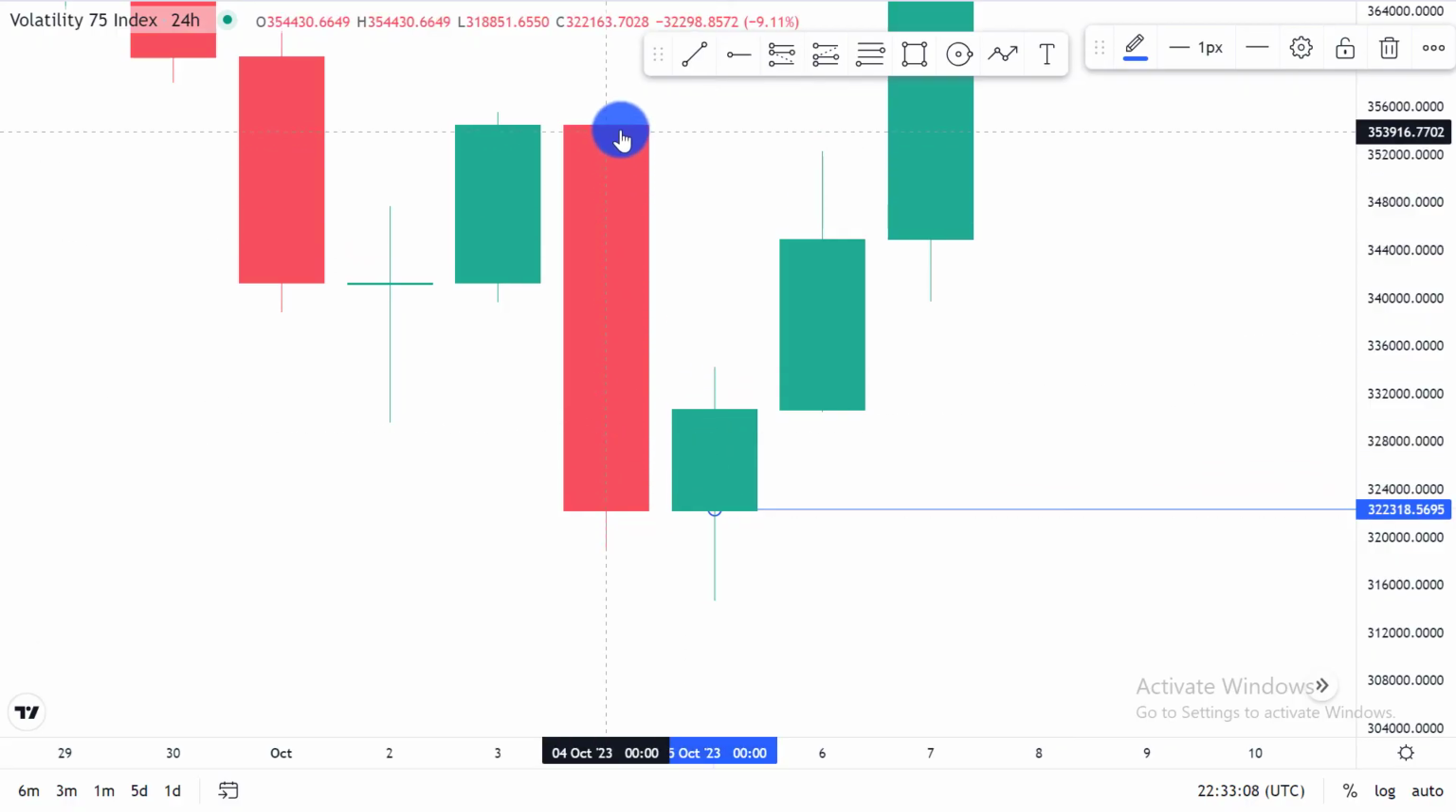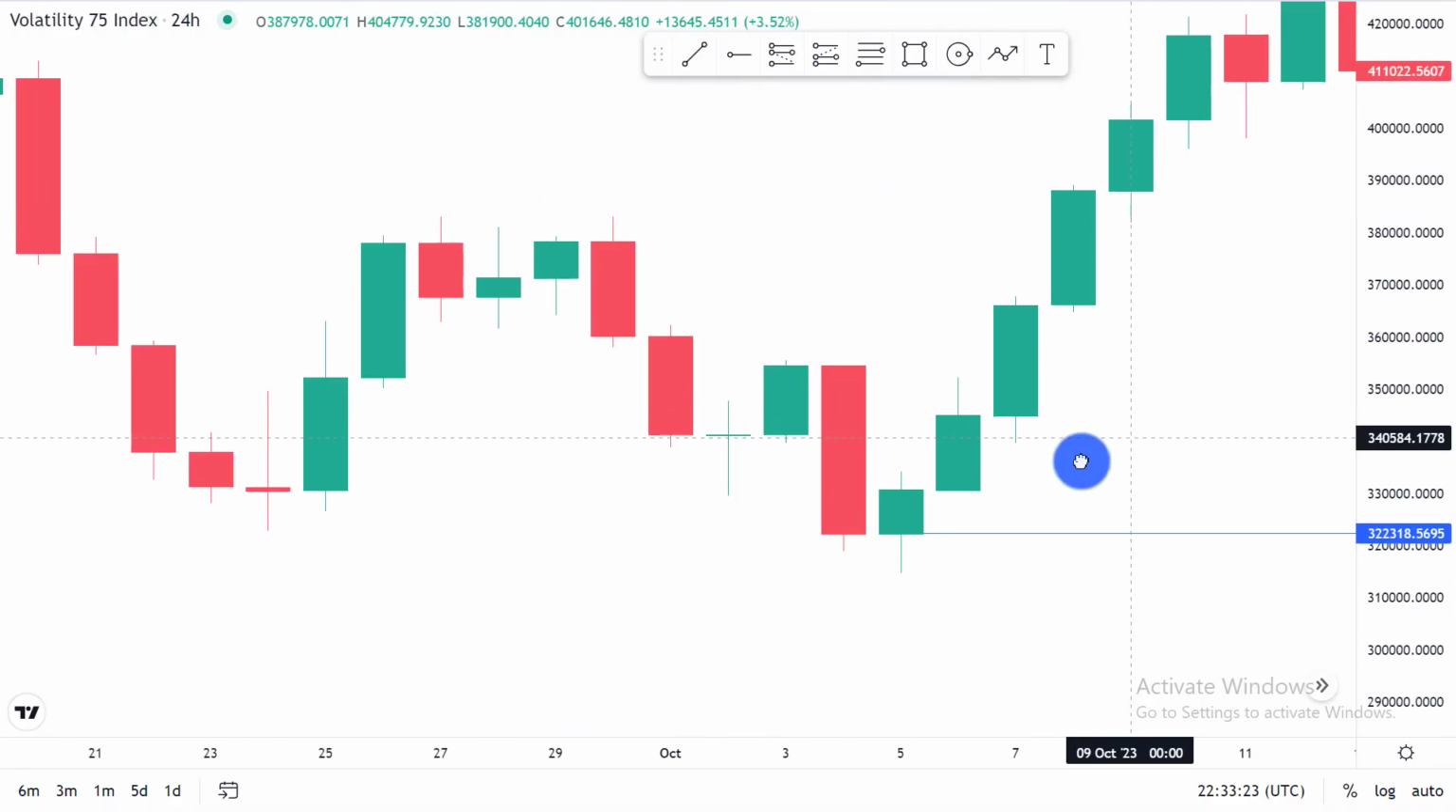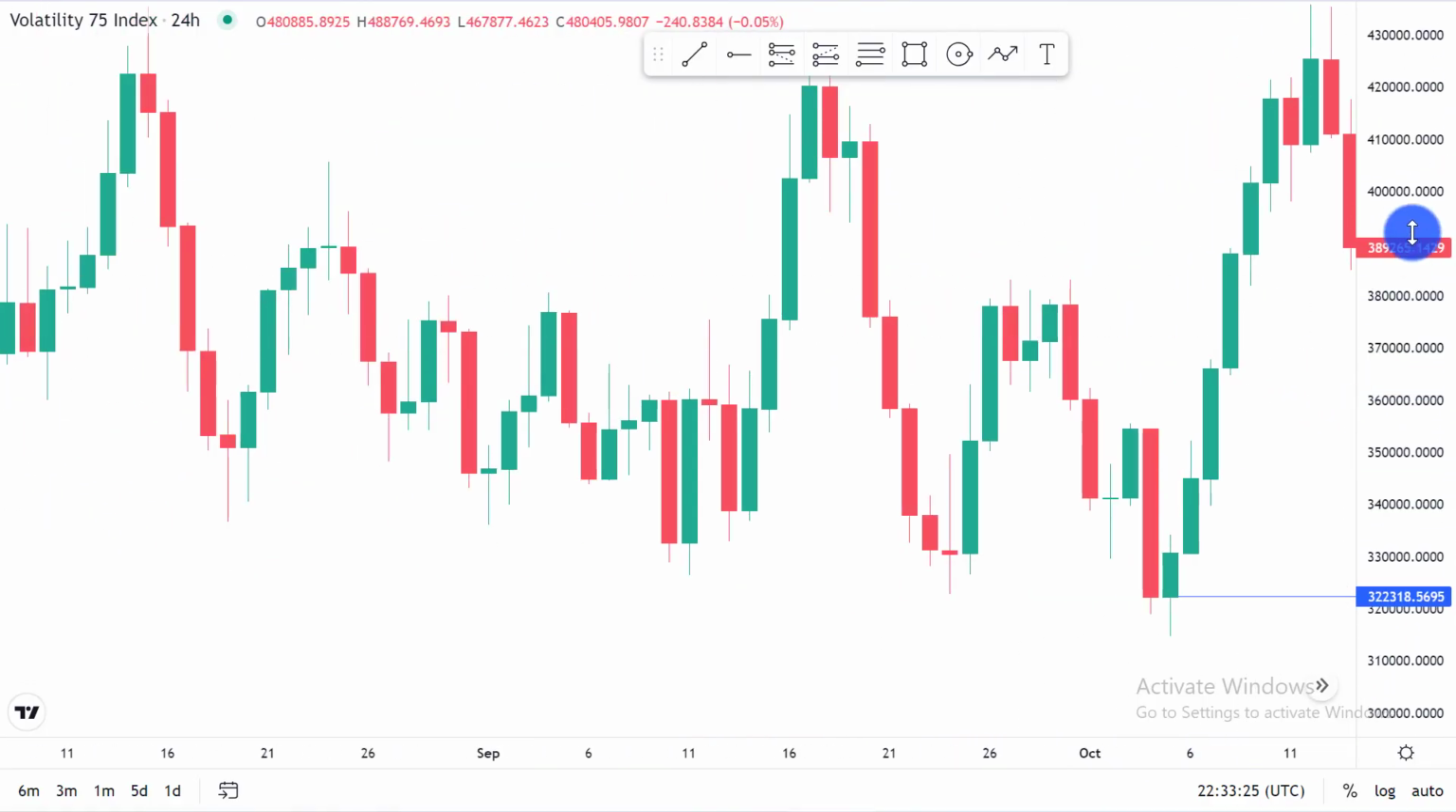Then this is a bearish candle. The same thing. You will notice that the opening price is 354430. The closing price is 322. So 35 was the opening, the closing is 322. You can see it's lower than the opening price. That's a bearish candle.